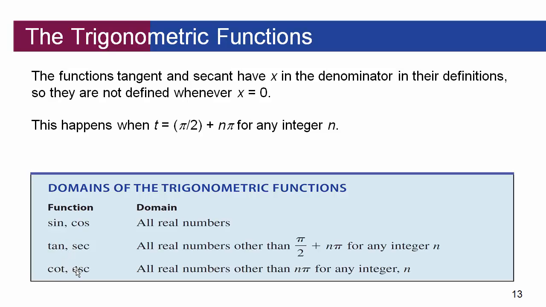Cotangent and cosecant are the opposites. They have sine in the bottom, so they have a problem whenever sine equals 0, and sine equals 0 when we start, right, at 0 and at pi and at 2 pi. So basically every n pi, every integer value of pi, where n is 0, 1, 2, right? So we can go around and around and around. So basically all multiples of pi.